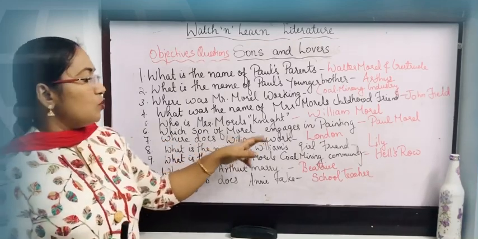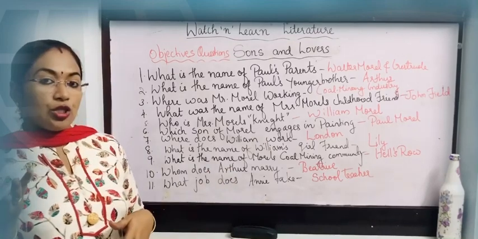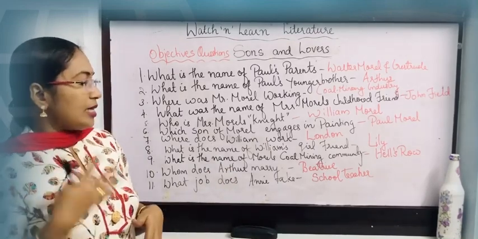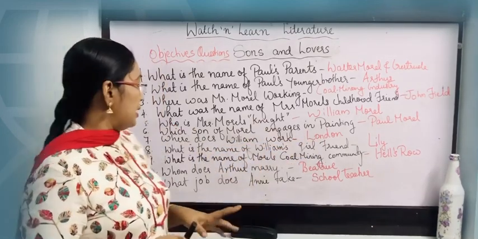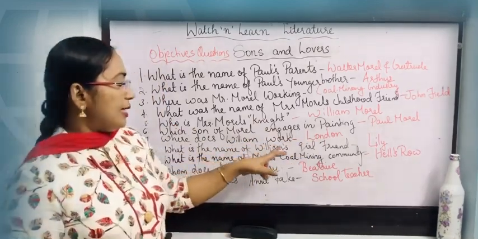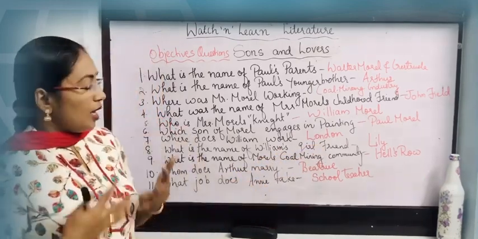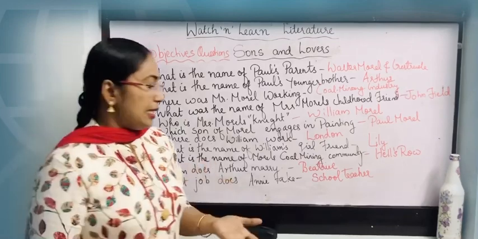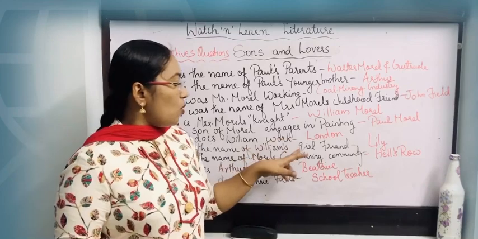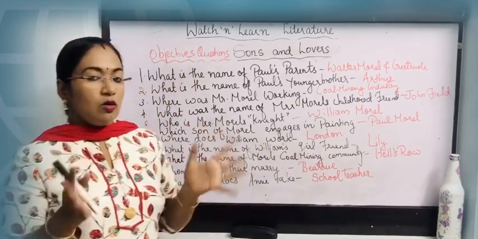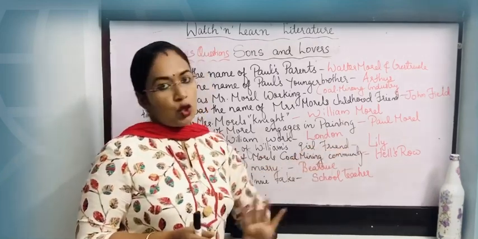Where does William work? William was working in Nottingham, and later he got a job in another place, that is London. So where does William work? He is working in London. What is the name of William's girlfriend? I told you that in London he got a girlfriend. What is the name of that girlfriend? Her name is Lily. What is the name of Morrell's coal mining community? This coal mining community has a name, and that name is Hell's Row.